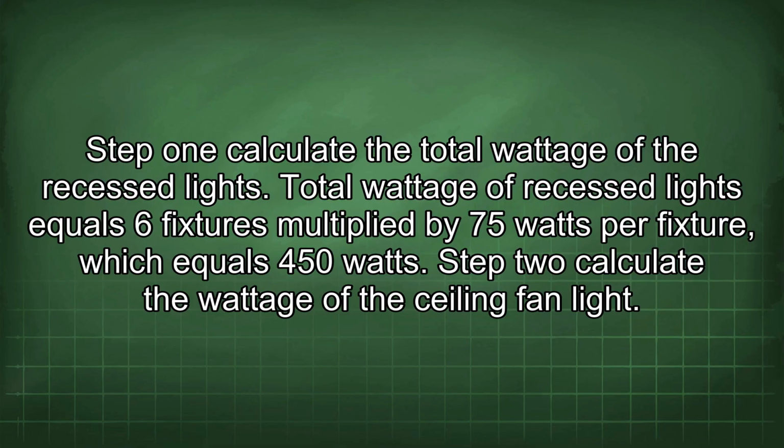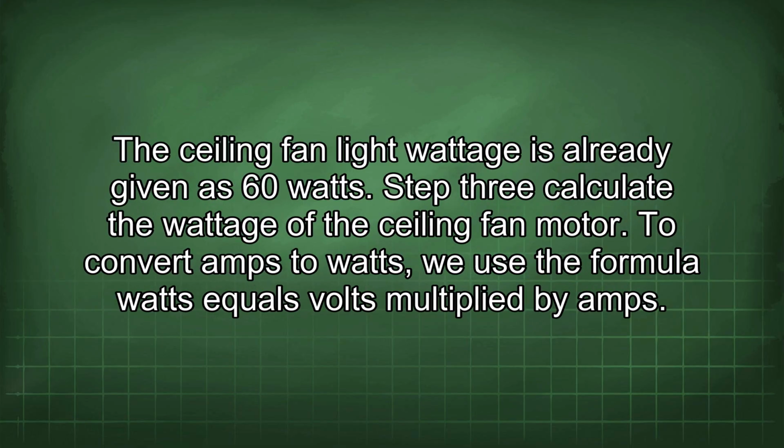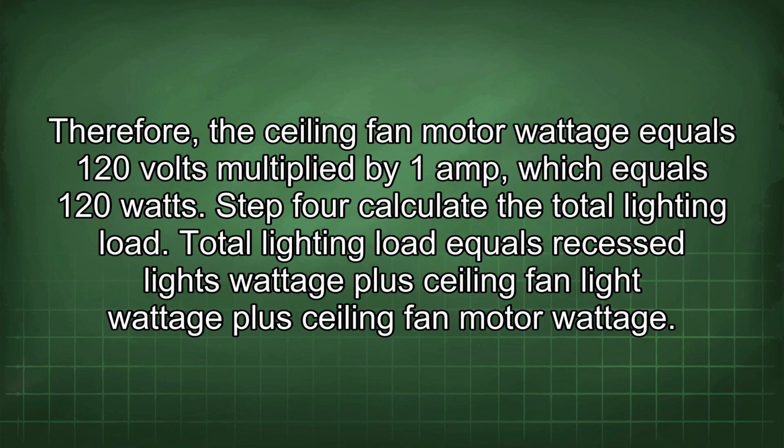Step 2. Calculate the wattage of the ceiling fan light. The ceiling fan light wattage is already given as 60 watts. Step 3. Calculate the wattage of the ceiling fan motor. To convert amps to watts, we use the formula watts equals volts multiplied by amps. Therefore, the ceiling fan motor wattage equals 120 volts multiplied by 1 amp, which equals 120 watts.